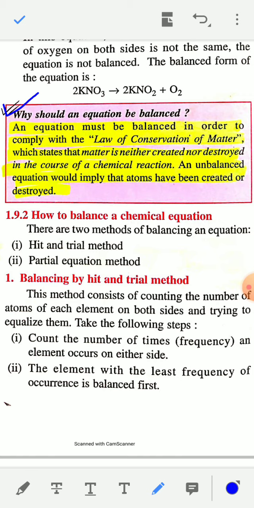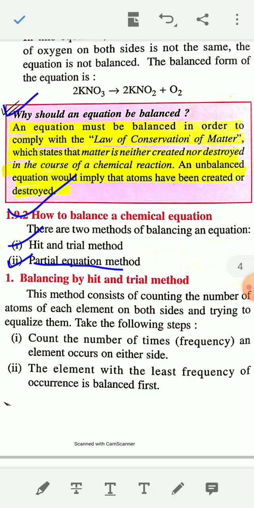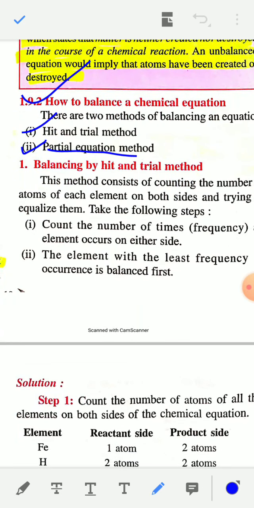Okay, now how to balance a chemical equation? Two methods are there. One is hit and trial, and the other is the partial equation method. The partial equation method is not given in your syllabus, so you have to learn only about balancing of a chemical equation by the hit and trial method. This is a very simple method. You have to give many trials to balance a chemical equation by putting different numbers in front of different reactants and products.